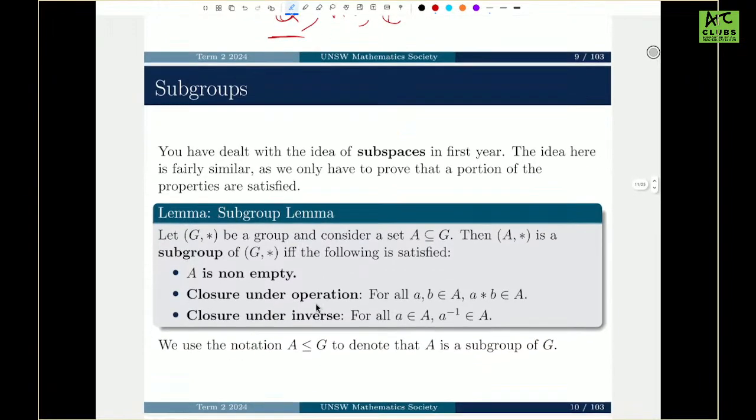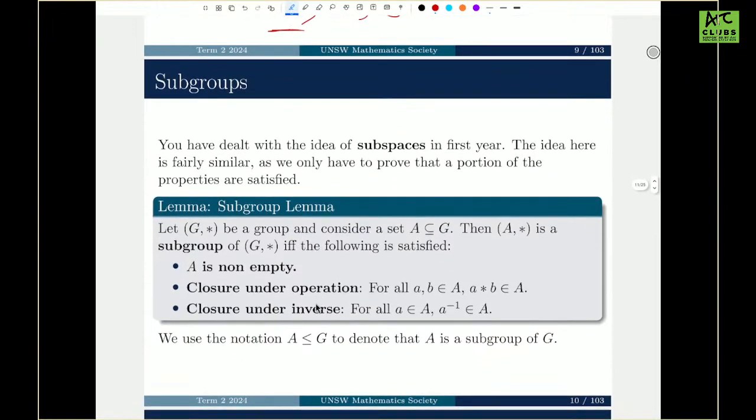Okay, so subgroups. Here's an easier way to prove things are groups. You just show it's a subgroup of another one. So a subgroup is a set that is a subset of a group, and if it is a group in its own right under the same operation as the original group, then we call it a subgroup.